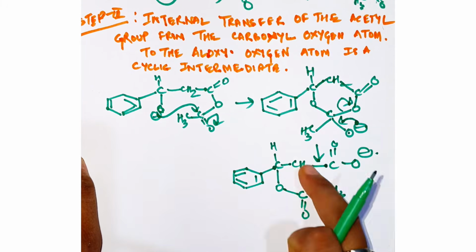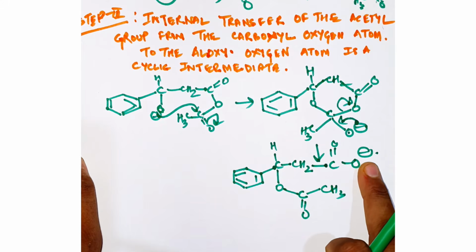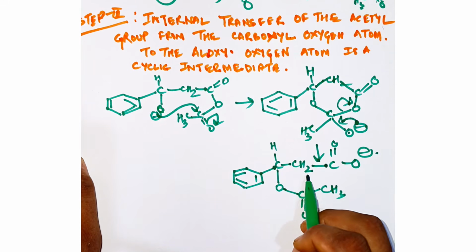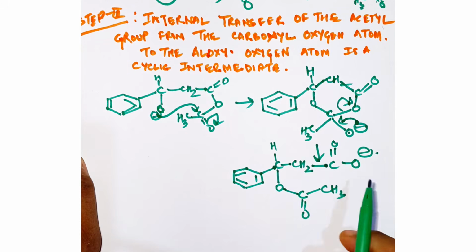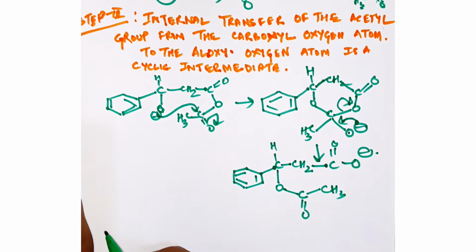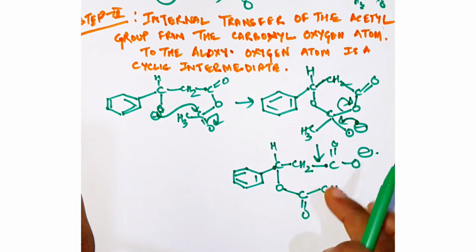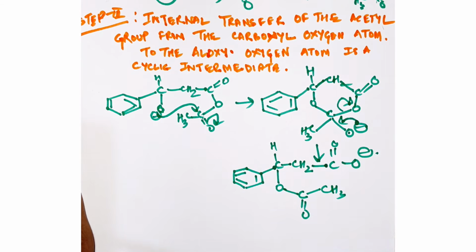Now what will happen, this group will go away. But as acetic acid, it is not CH, it will be CH3 if it has one hydrogen. So what will it do in the next step, that will be your step 4. So this portion will go away. Let's see how.